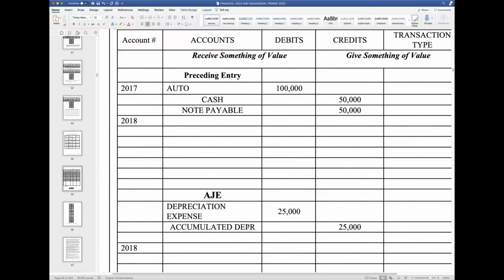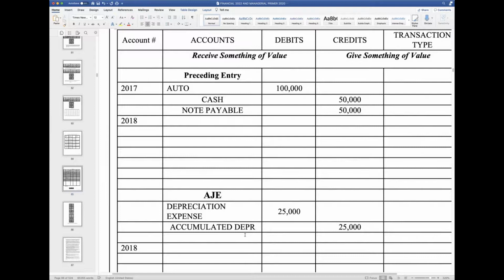Costs and expenses. The depreciation expense is there, but what about this account, accumulated depreciation? Where is it located on your chart? It's under long-term assets. It's a long-term asset. And what's its normal balance? A credit. It's a credit.